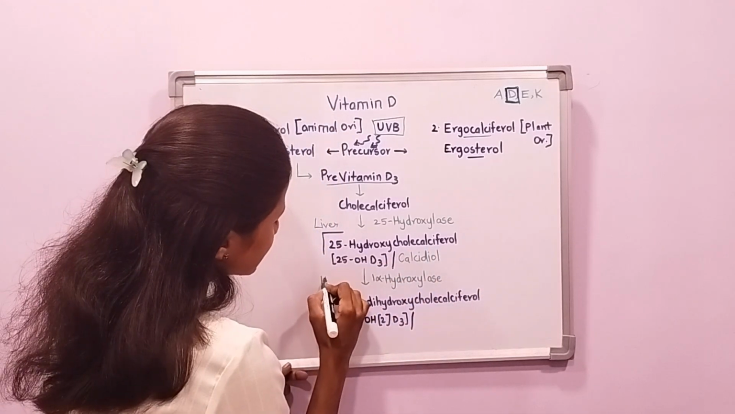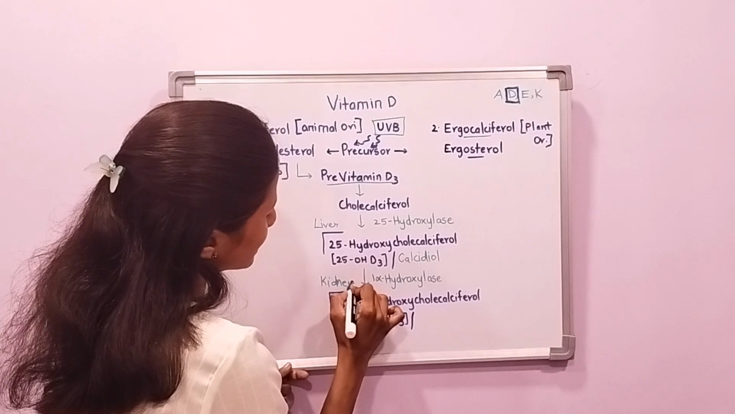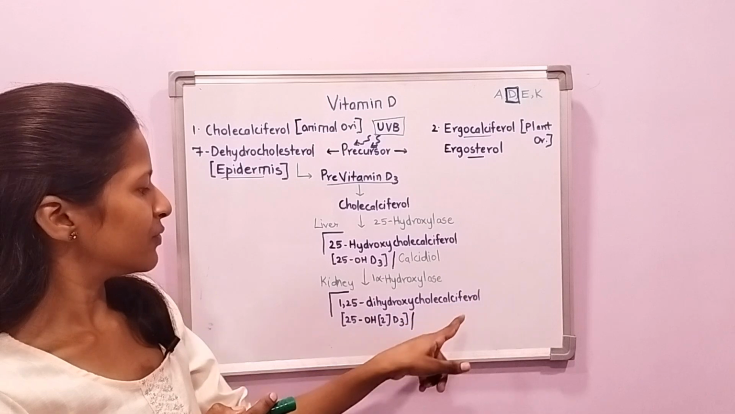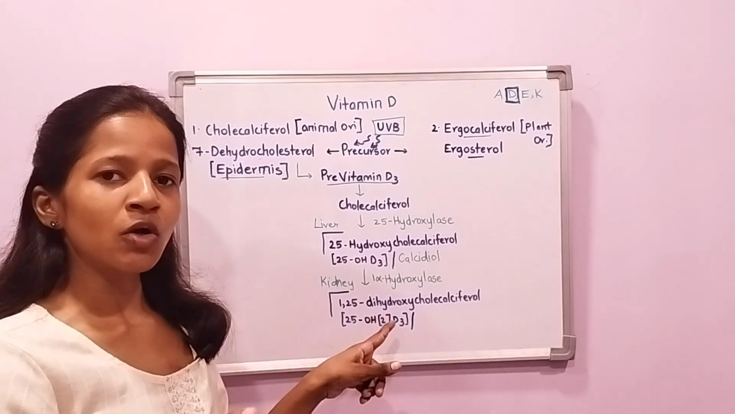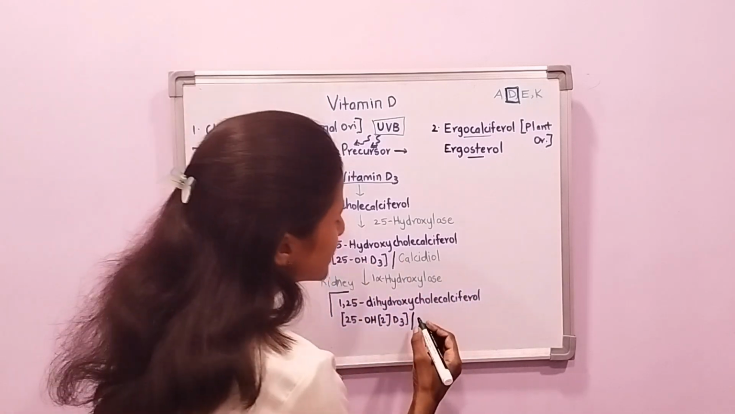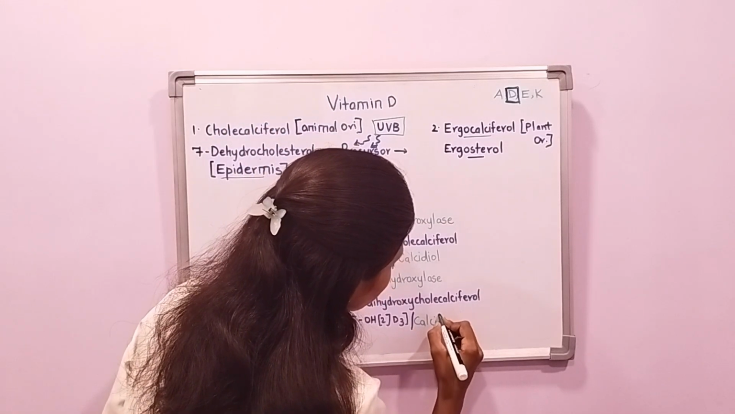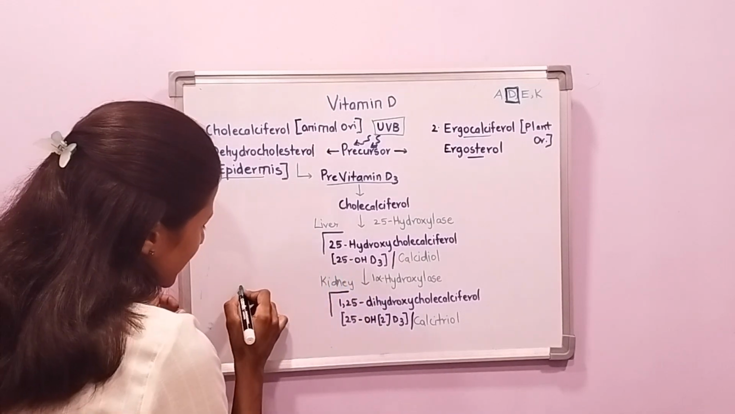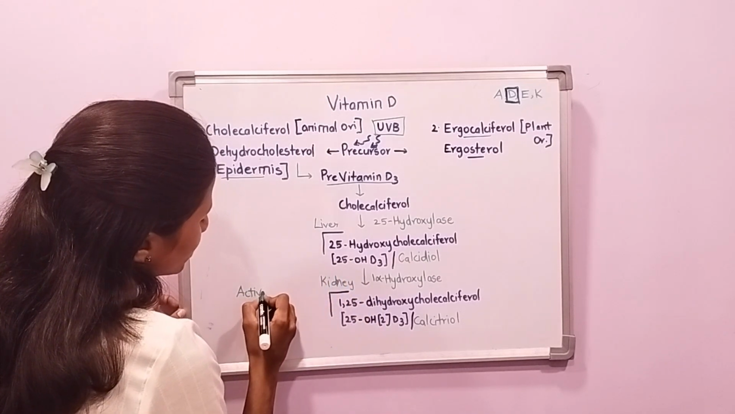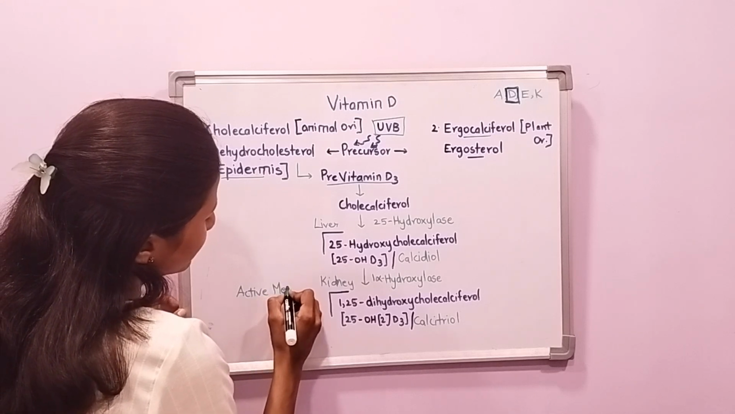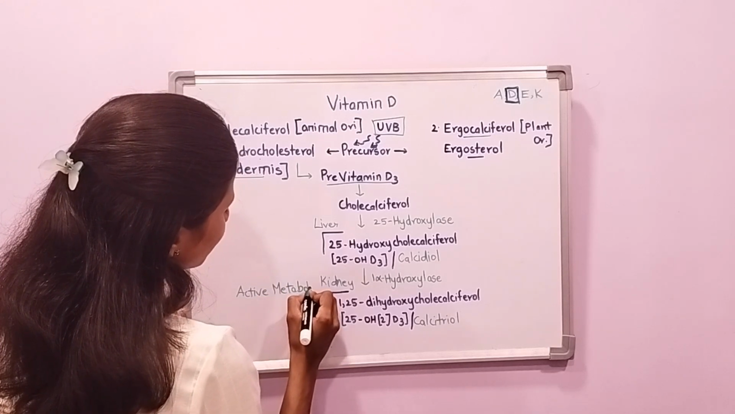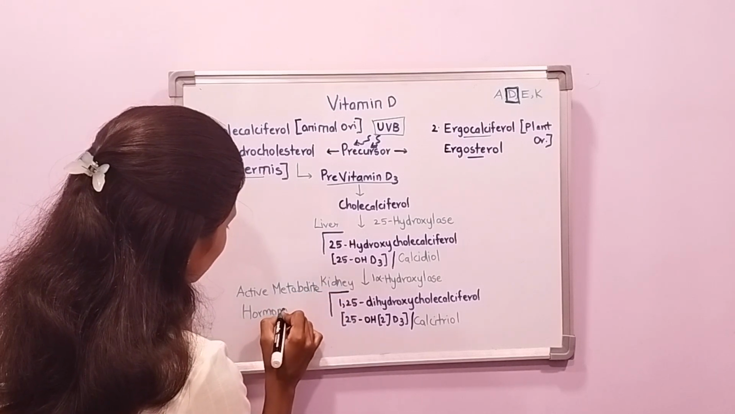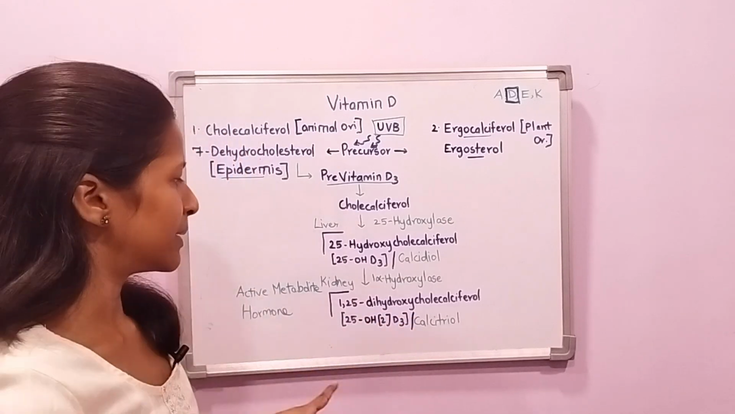Then it goes to the kidneys, where the second hydroxylation reaction takes place. By the enzyme 1-alpha-hydroxylase, this gets converted to 1,25-dihydroxycholecalciferol, or 1,25-dihydroxy D3. This is also known as calcitriol. And finally, this is the active metabolite. This is also known as a hormone because this is the form that brings out the physiological functions of vitamin D. So we will understand why this is called a hormone when we get to see the functions of vitamin D.